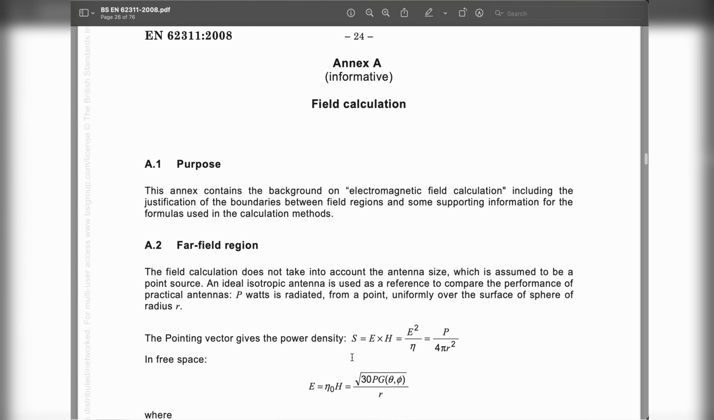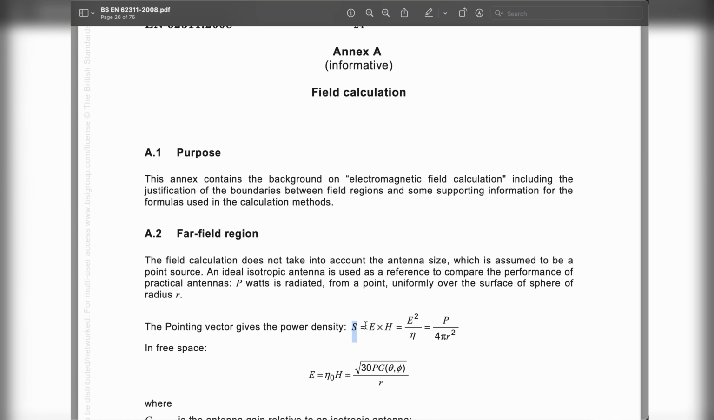So if we go back to the standard, we can see that the power density S is effectively the cross product of electric and magnetic fields, as we know from Maxwell's equations, which also equals P, the transmit power. P is equal to average power multiplied by the duty cycle, divided over 4 pi r squared, where r is the distance to the receiver.